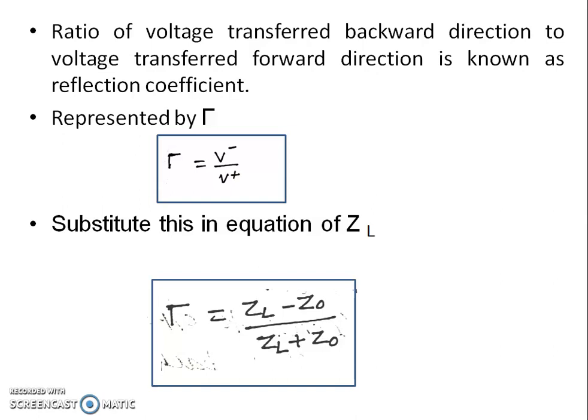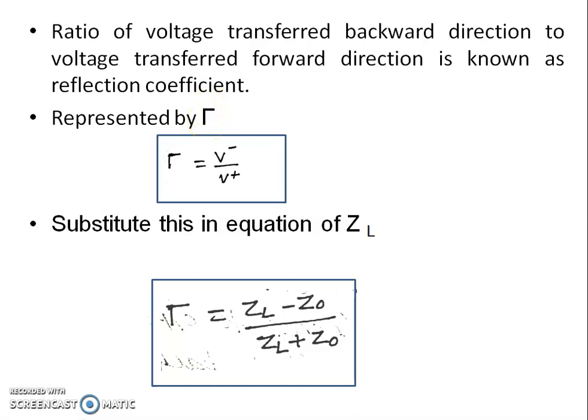The ratio of the amplitude of voltage which travels backward to the amplitude of voltage which travels in the forward direction is known as the reflection coefficient. The reflection coefficient is denoted by the capital letter gamma. This is shown here. It is the capital letter gamma.